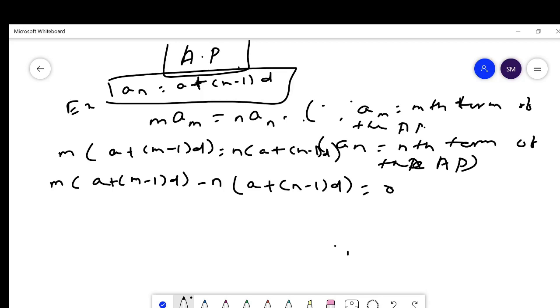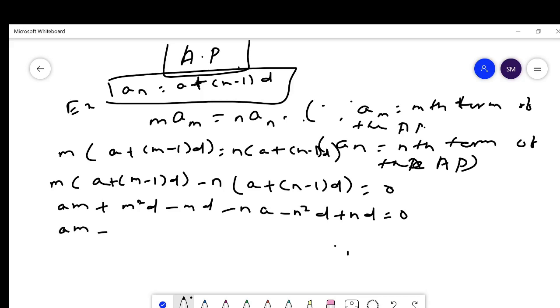Then here multiply: am plus m square d minus md minus na minus n square d plus nd is equal to 0. Then am minus an plus m square d minus n square d. Take this, then this, then the remaining, minus md plus nd is equal to 0.